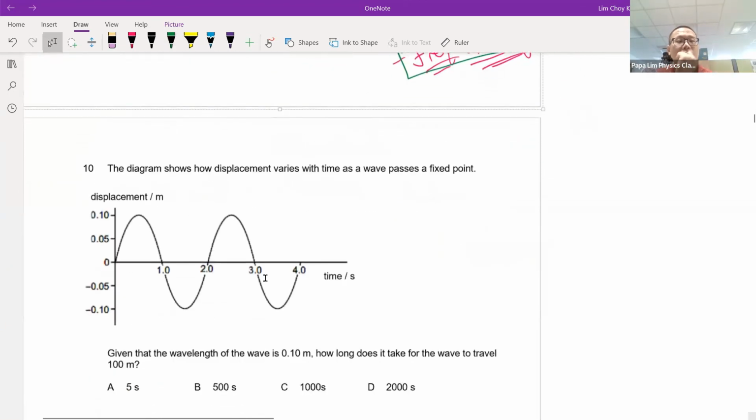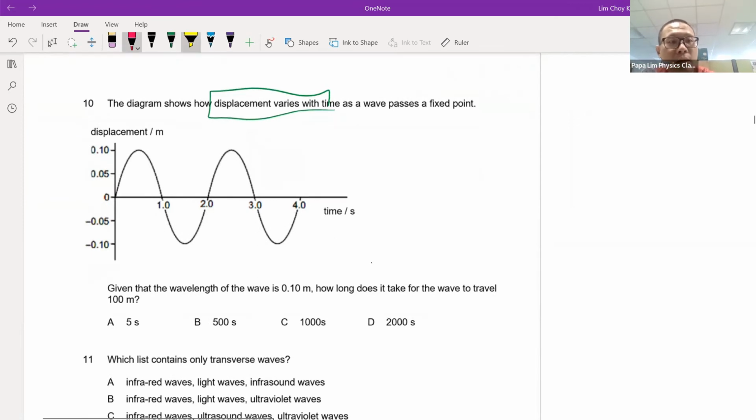Okay, for question 10, we look at the displacement-time graph of a wave. The displacement-time graph has simple characteristics. For one cycle of the wave, let's say one cycle of a sine curve, it looks something like this. This will be the one cycle for displacement-time, because the horizontal axis is time.